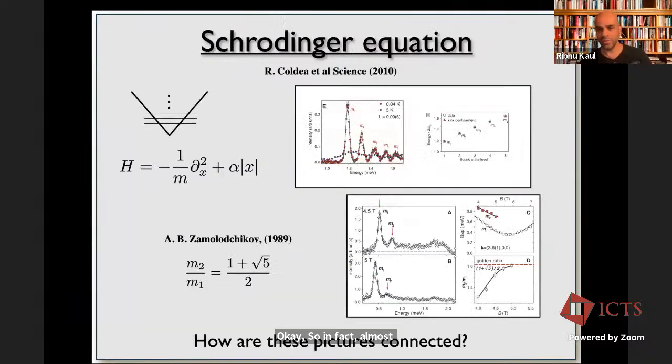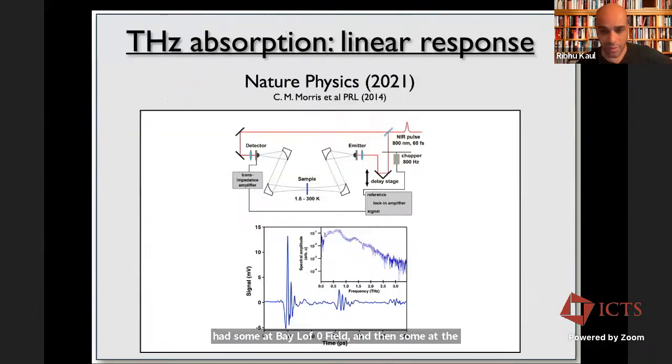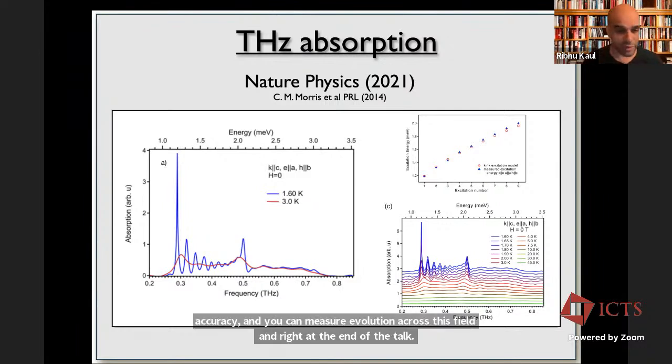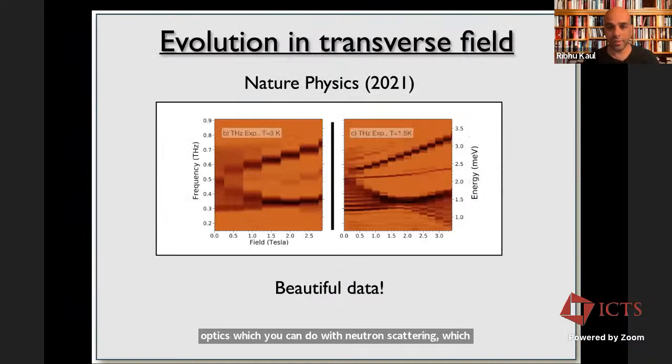Remember when I showed you neutron scattering data, I had some at zero field, and then some at the critical field. There may be other fields, but not many of them were published. On the other hand, in this case, you can measure this with great accuracy, and you can measure its evolution in the transverse field. And right at the end of the talk, I'll tell you there are other cool things you can do with optics, which you can't do with neutron scattering, which are very exciting. And we're thinking about some of those things.